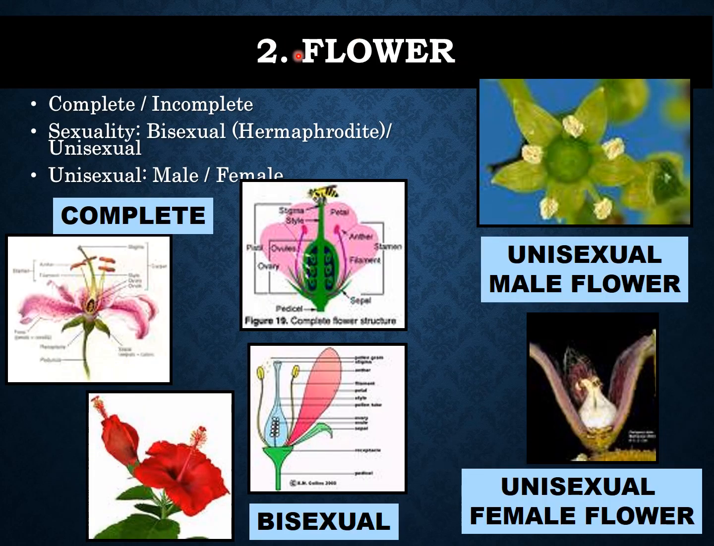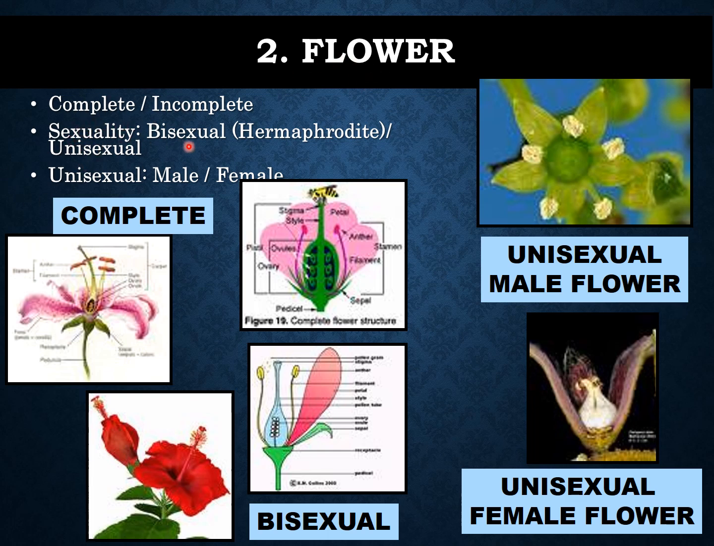Flower is the reproductive part of the plant. A flower is complete or incomplete, and when the flower is complete, it has four whorls. What are the four whorls of the flower? That is the calyx, corolla, androecium, and the gynoecium. So when a flower has all four of these whorls, it is called a complete flower, and when any whorl is absent from a flower, the flower is incomplete.